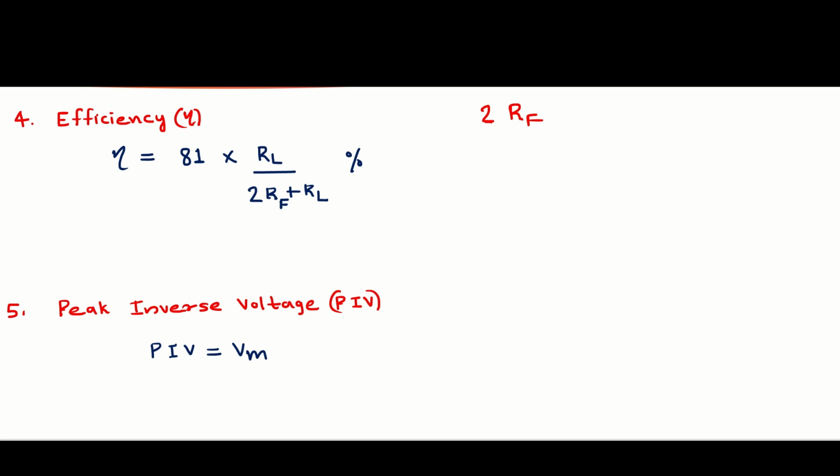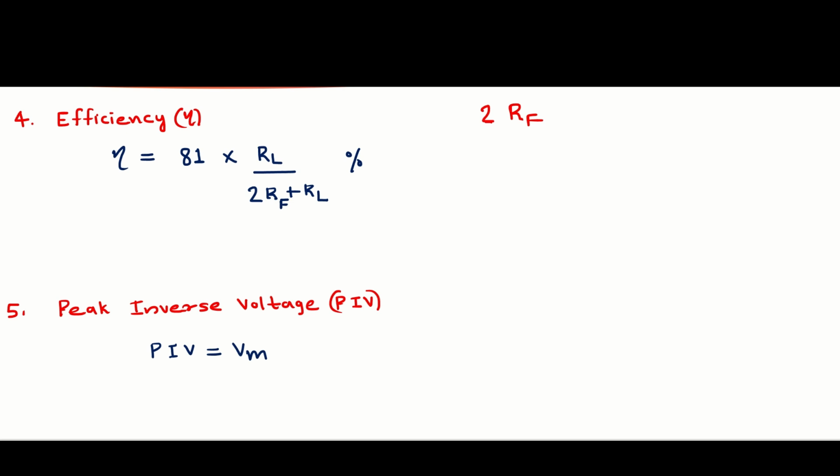That is why each diode has an internal resistance of RF. So at any interval of time, there are two diodes conducting. So effectively the resistance offered by these two diodes is 2RF. That is why in the expression of efficiency the 2RF term comes.